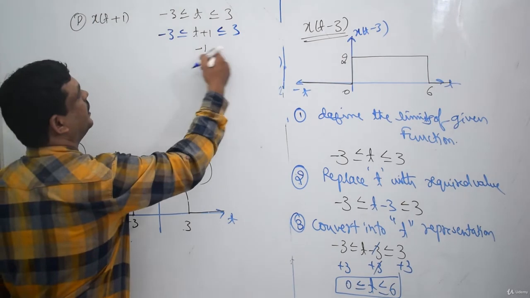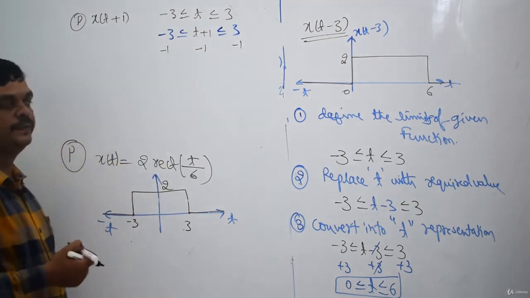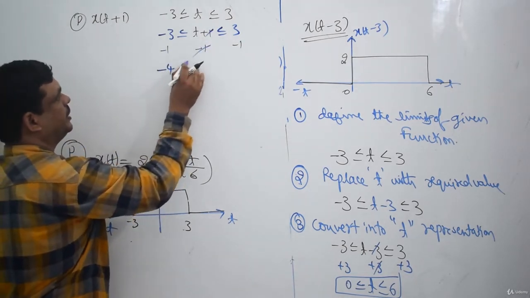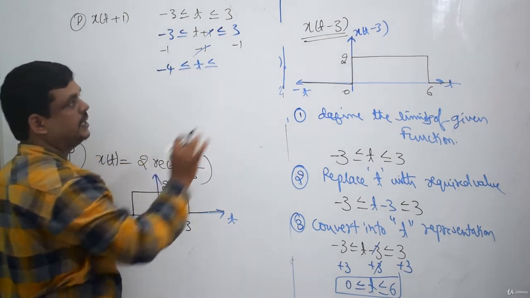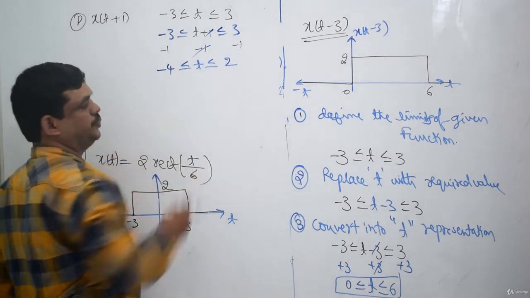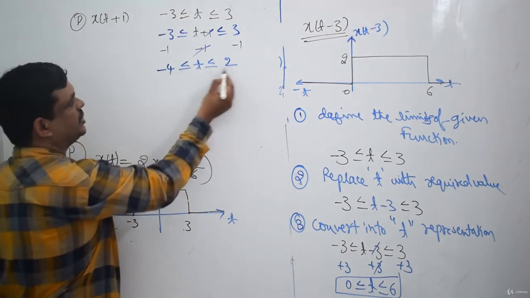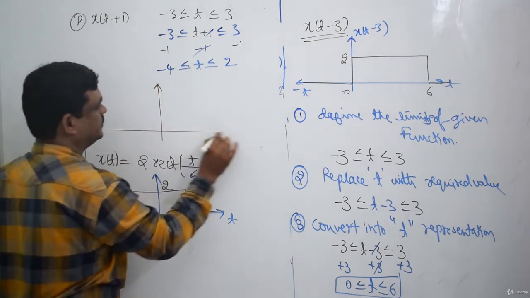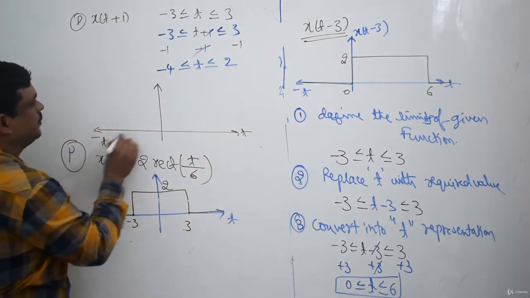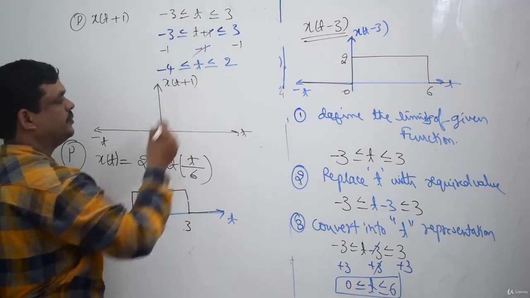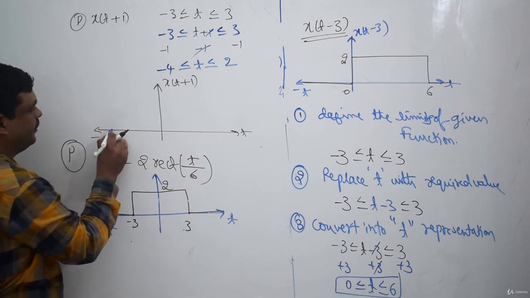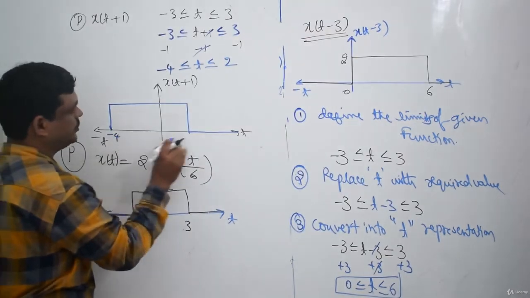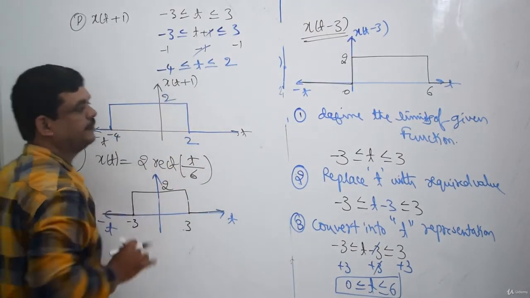For that purpose, subtract 1 from all the sides. Now -1 plus 1 cancels. Here it becomes -4 less than or equal to t less than or equal to 3 minus 1 is 2. Now the time limits of the function is from -4 to +2. Then the graphical representation of the signal is, this is x of t plus 1. Now time limits are from -4 to +2.